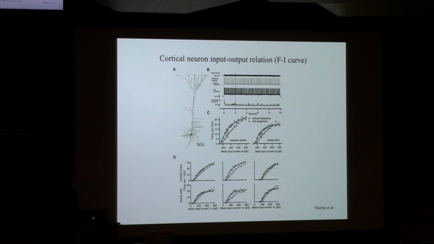This is from a research paper. It shows a bunch of mean firing rates as a function of the mean input. You see the shape is roughly like that. I just want to show you roughly what things actually look like.